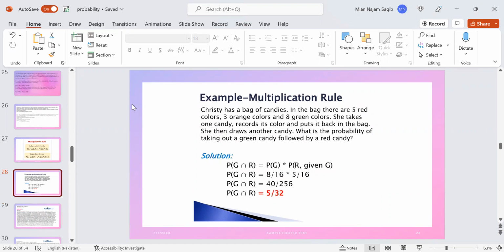So green is going to be 8 over the total number of options, which is 5 plus 3 plus 8, which is 16, multiplied by 5 over 16 because the second candy is red. And the answer for this is going to be 5 over 32.